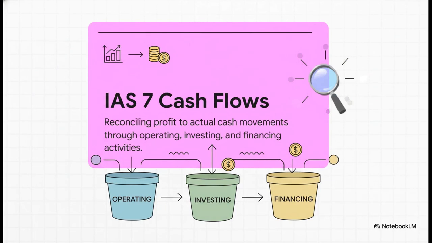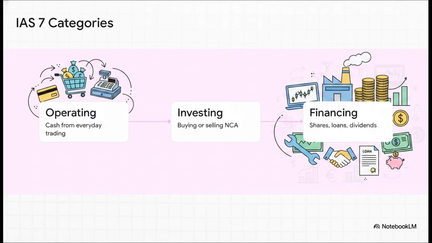And that brings us to the formal definition of IAS 7. This standard basically requires us to reconcile that paper accounting profit to the actual physical cash movements. It's brilliantly structured around categorizing those cash movements into 3 very distinct buckets, making sure every single dollar in and out is accounted for. Those 3 buckets are operating activities, which is just cash from everyday trading, investing activities like buying or selling non-current assets, and financing activities, which covers things like issuing shares, taking out loans, or paying dividends. Literally every cash movement falls into one of these 3 steps.